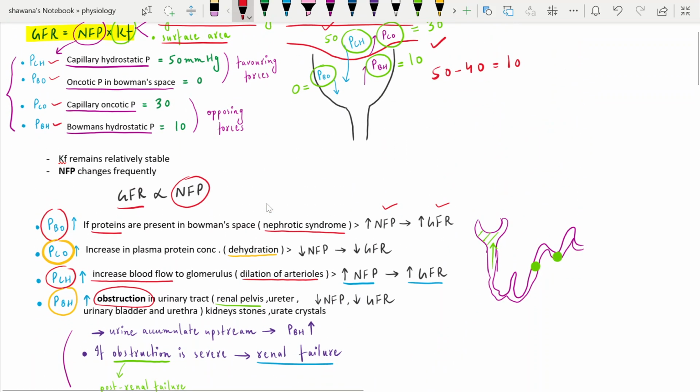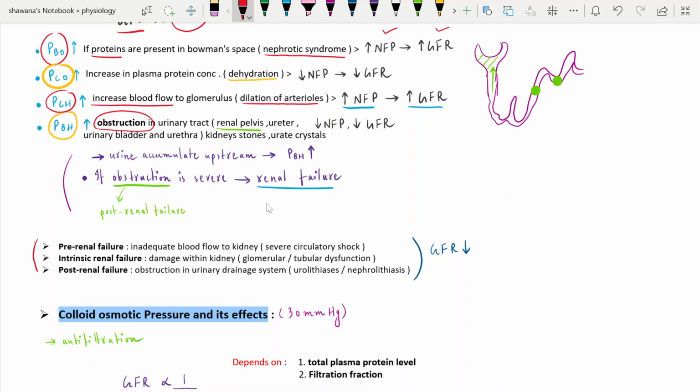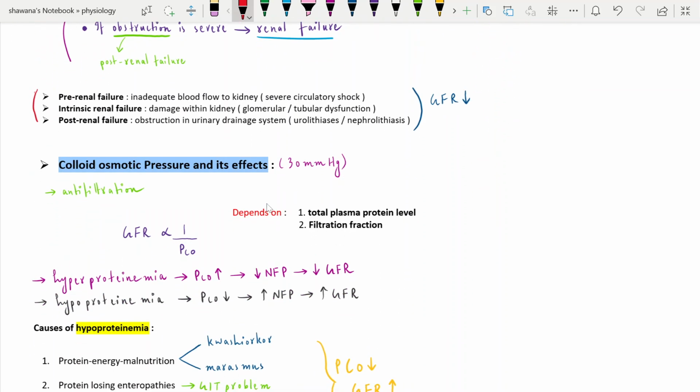As far as we are in the discussion, we can discuss these pressures individually. First, we will discuss the colloid osmotic pressure. We have not discussed colloid osmotic pressure. It is nothing but the oncotic pressure of the plasma. Colloid osmotic or oncotic are the same thing. It is the capillary oncotic pressure, which is due to the plasma proteins present in the blood, and this is an anti-filtration force. The value for this pressure is 30 millimeters of mercury.